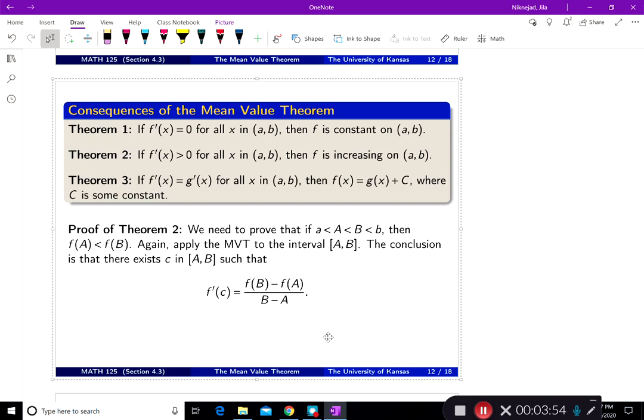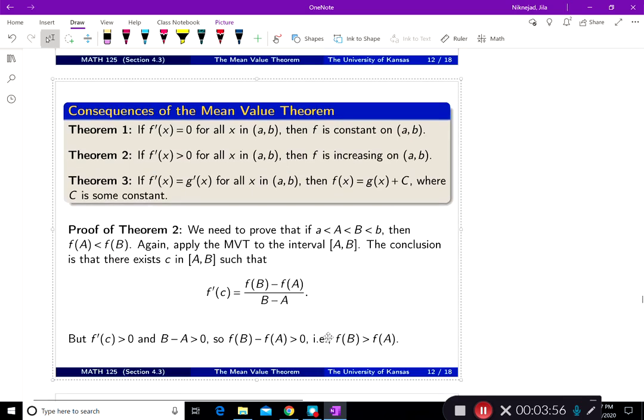Again, multiply both sides by b minus a, and then you get f of b minus f of a. Let's remember we chose b minus a to be bigger than 0. So this time f of b minus f of a is going to be b minus a times f prime of c. F prime of c is bigger than 0, b minus a is bigger than 0, so f of b minus f of a is bigger than 0, which means that f of b is bigger than f of a.